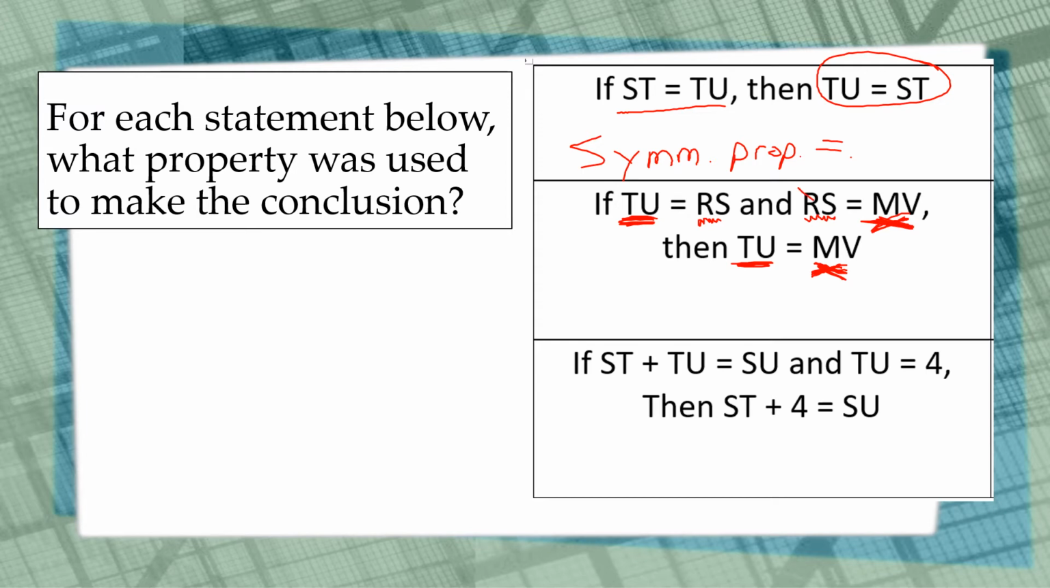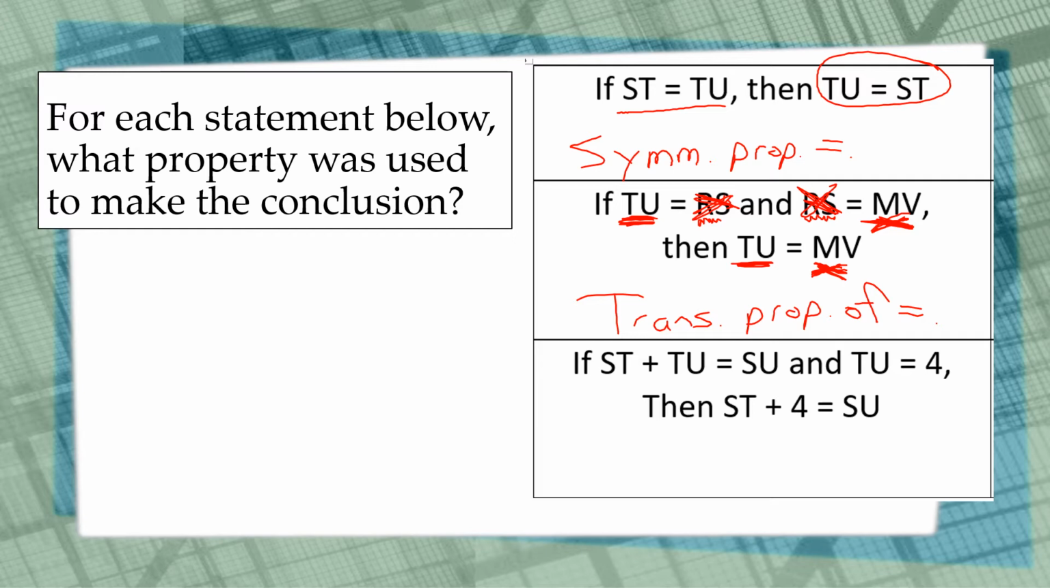It's almost like you can get rid of the RS here and here and just write TU is equal to MV. So what property did that for us? Well, that's the transitive property of equality.